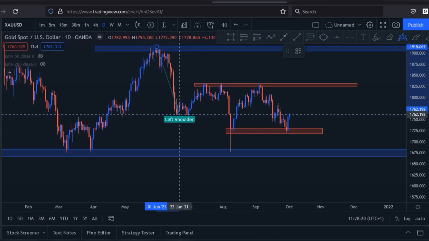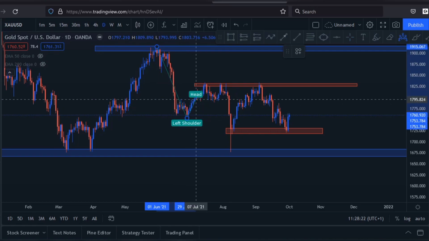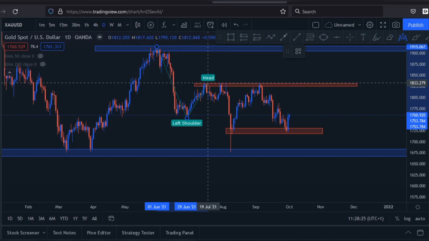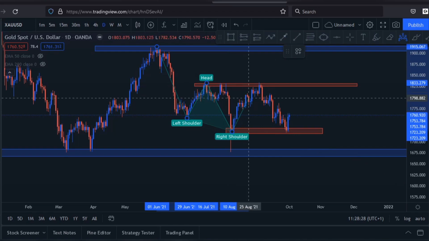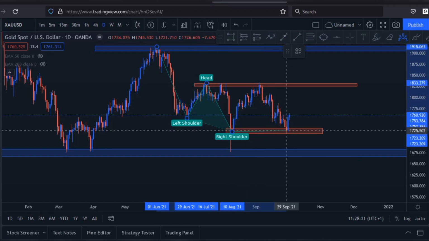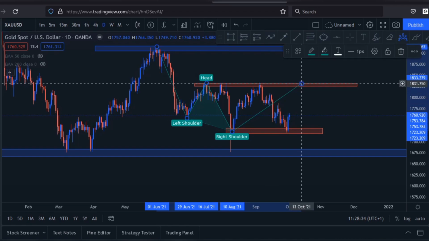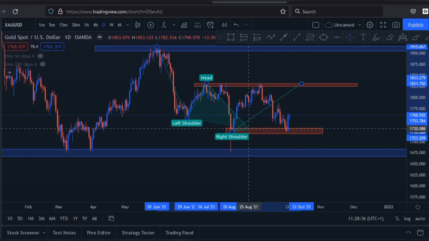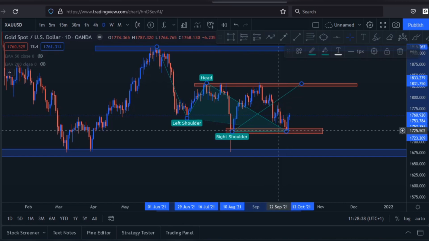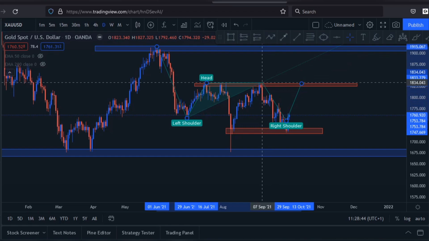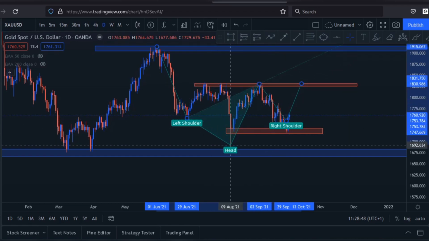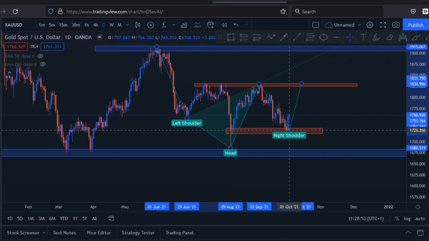Okay, so this is the left shoulder that I'm plotting now. And as you can see, the head. I'm just going to try to plot this out properly. Sorry about that, but let me just plot it out properly so that you can see and be able to identify the structures very well.